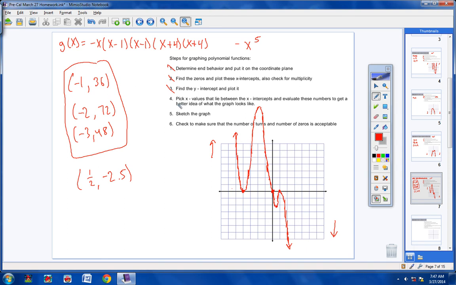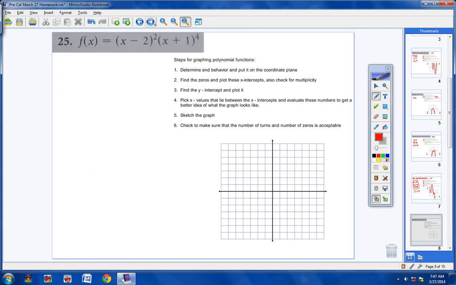So, looks pretty good. Maximum number of turns is 4, and it takes 1, 2, 3, 4. It takes 4 turns. Maximum number of zeros is 5. We have 3 zeros, so we're totally within our limits there. Everything's fine, okay? All right, number 25.